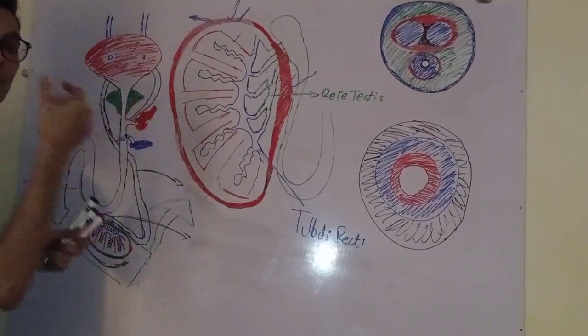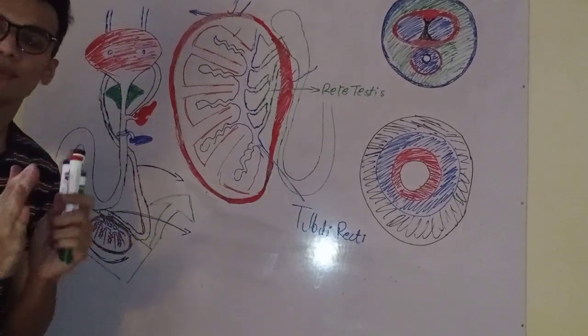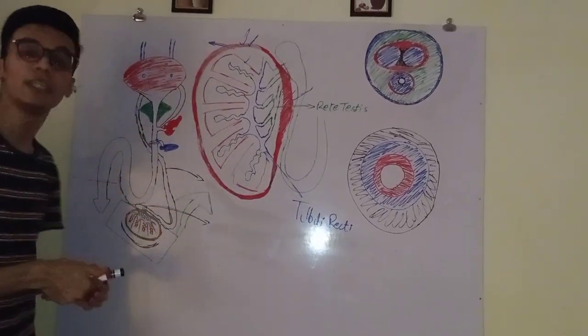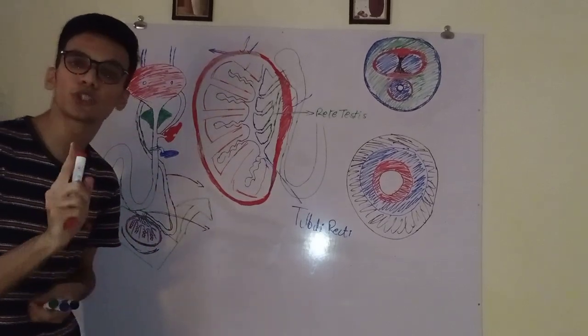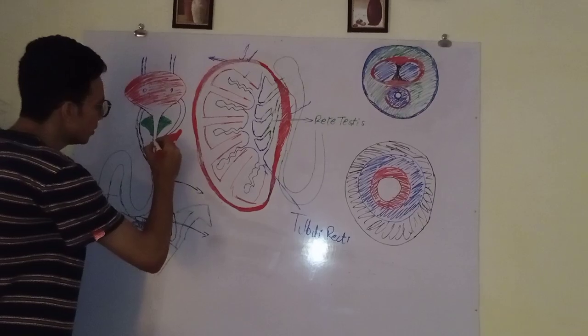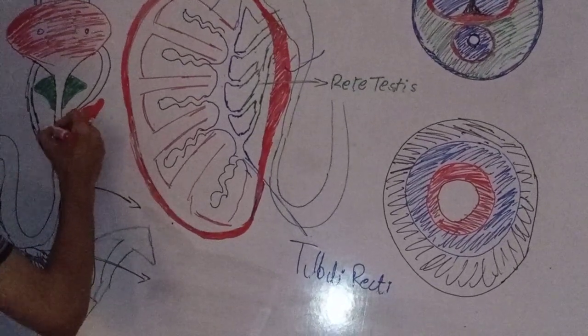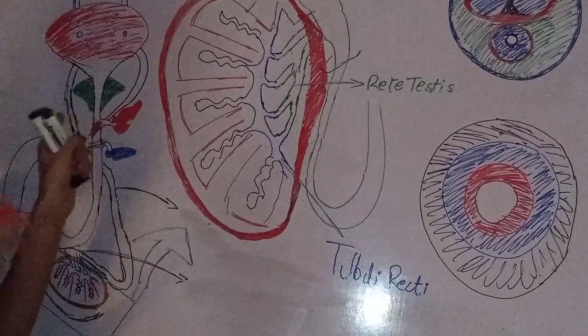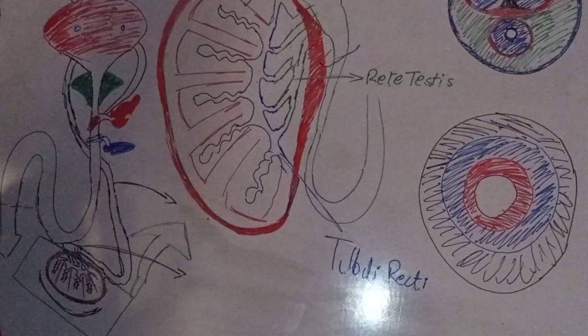And when the ductus deferens unites with the short duct of the seminal vesicle, it forms the ejaculatory duct. The ejaculatory duct also has pseudostratified columnar epithelium. For example, this is the ejaculatory duct formation. The ejaculatory duct also has a pseudostratified columnar epithelium.